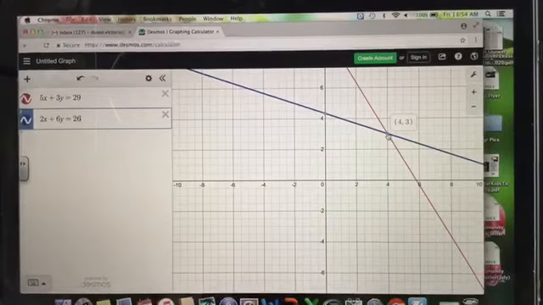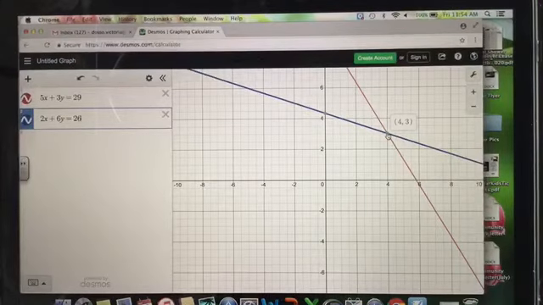Okay, so now we're going to go into our booklet and practice graphing our systems of equations using the graphing method by hand.